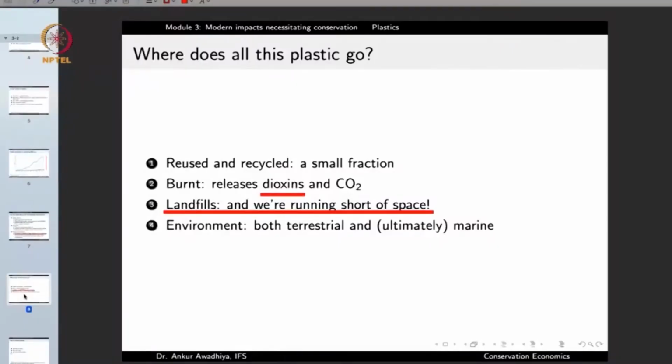Now, if it is a light material, it also means that it is going to occupy much greater volume as compared to a denser material. So landfills quickly get filled up with plastics. So what happens? You are only reusing and recycling a very small fraction of plastics. When plastics are burned, they release dioxin, so burning is not a good option. Landfills are an option, but then we are running out of landfills. What happens actually is that quite a lot of plastics is getting released into the environment.